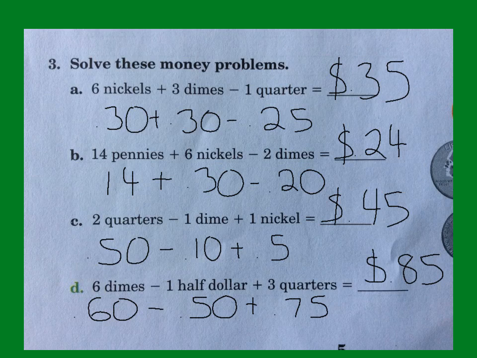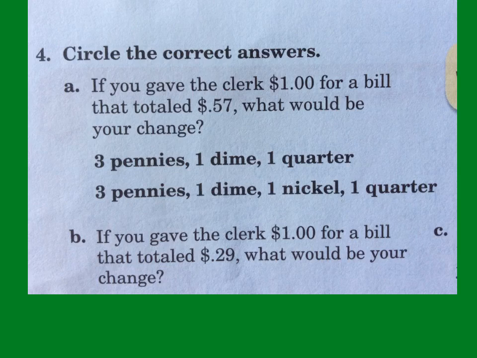Go ahead and turn your page over. Number 4 tells us to circle the correct answers, and we're given in each one 2 choices, either that one or this one. We're going to circle which one we think is correct. It says if you gave the clerk a $1 bill for a bill that totaled 57 cents, what would your change be?